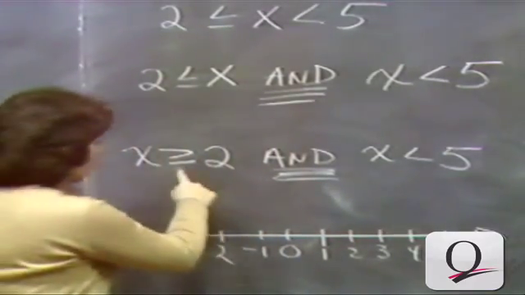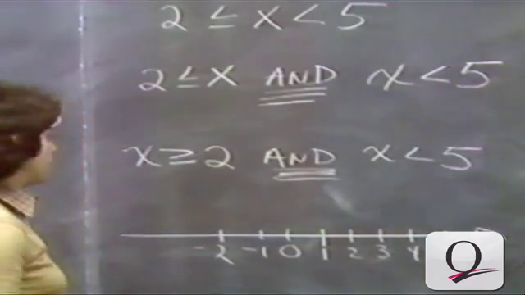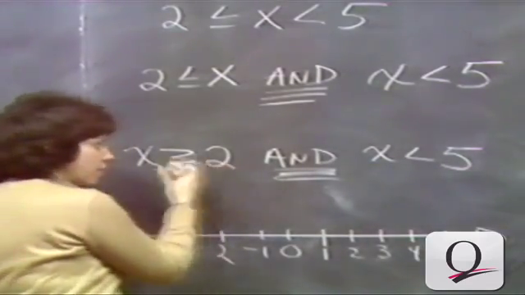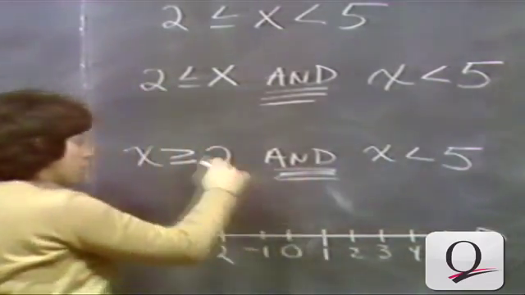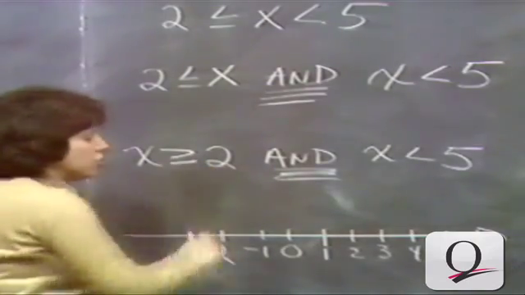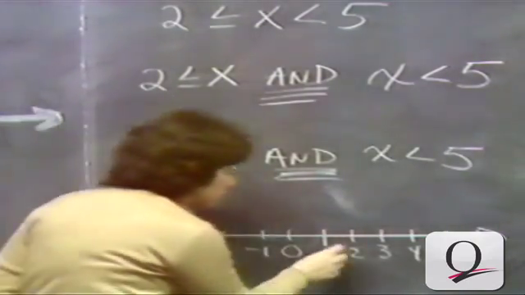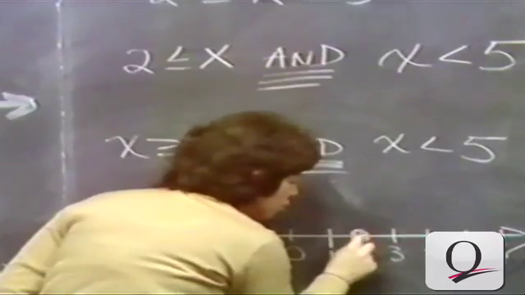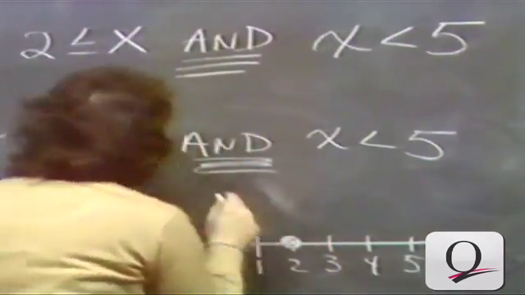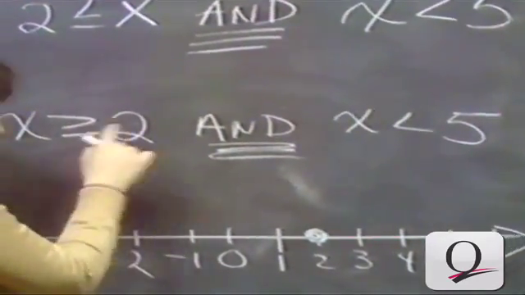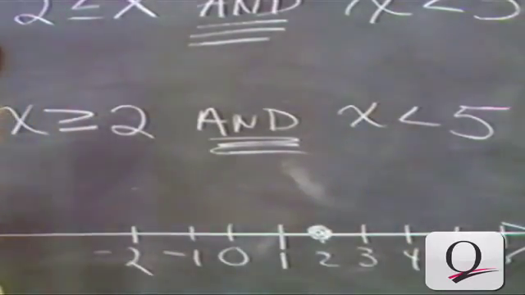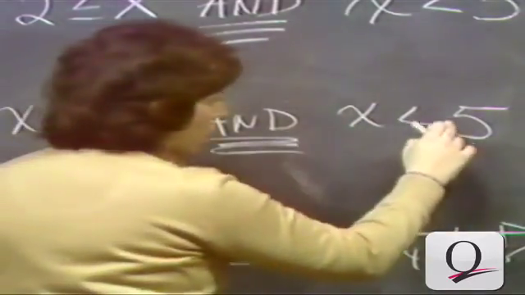Now, greater than or equal to 2 and less than 5. I want everything that's greater than 2 and less than 5 at the same time. Now look, greater than or equal to 2 means 2 is an acceptable answer here. 2 certainly satisfies the condition that it's greater than or equal to 2 because it's equal to 2, and it's less than 5. Now you can move on up till 5.